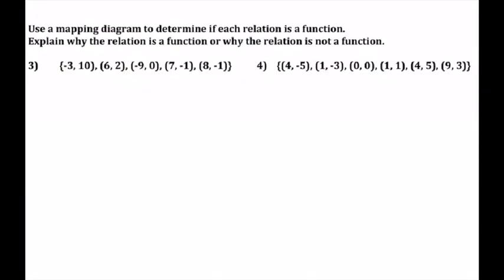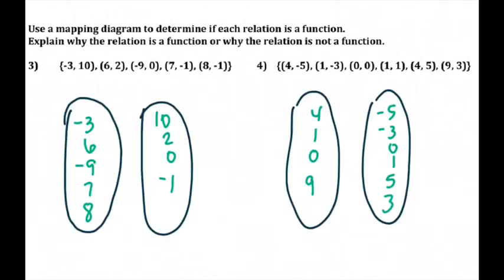Okay. All right, let's go to the next thing. So numbers 3 and 4, you're going to use a mapping diagram to determine if each relation is a function. Explain why it's a function or why it's not a function. So I want you guys to make a mapping diagram for both of those questions. And then you're going to say either yes or no. Yes, it's a function. No, it's not a function. And then explain why.